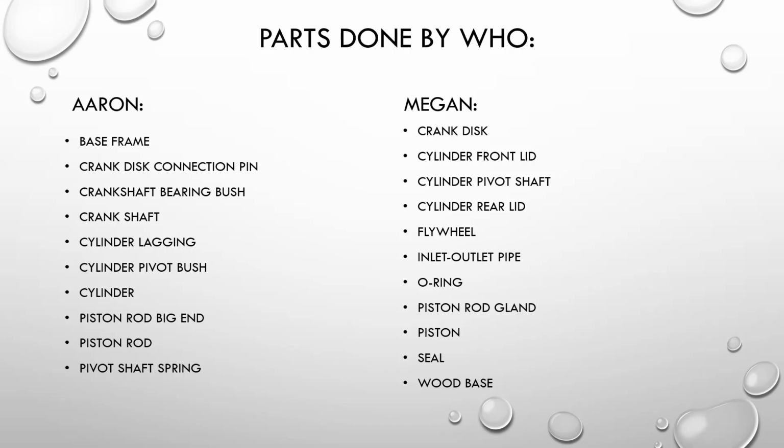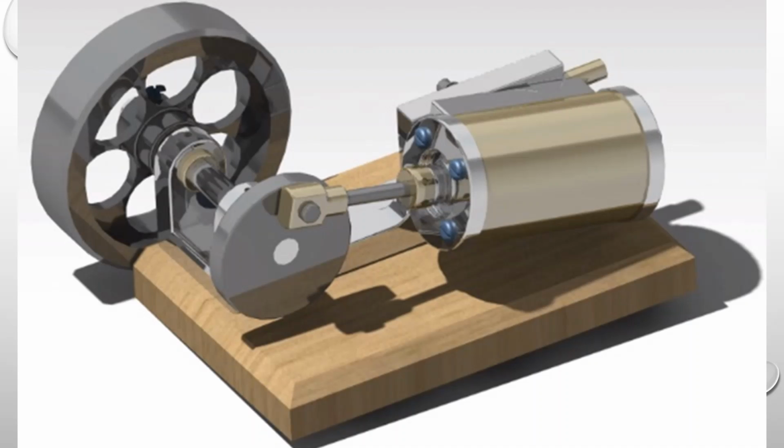I, on the other hand, worked on the crank disc, the cylinder front lid, the cylinder pivot shaft, the cylinder rear lid, the flywheel, the inlet-outlet pipe, the O-ring, the piston rod gland, the piston, the seal, and the wood base. This is what our final rendered engine looked like. It looks pretty much almost identical to the documents that we were given. And then we're going to break down each of the subassemblies into the following parts.